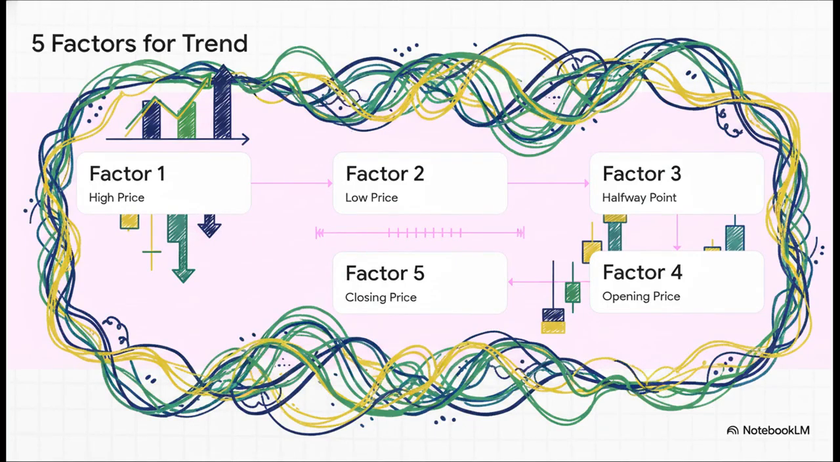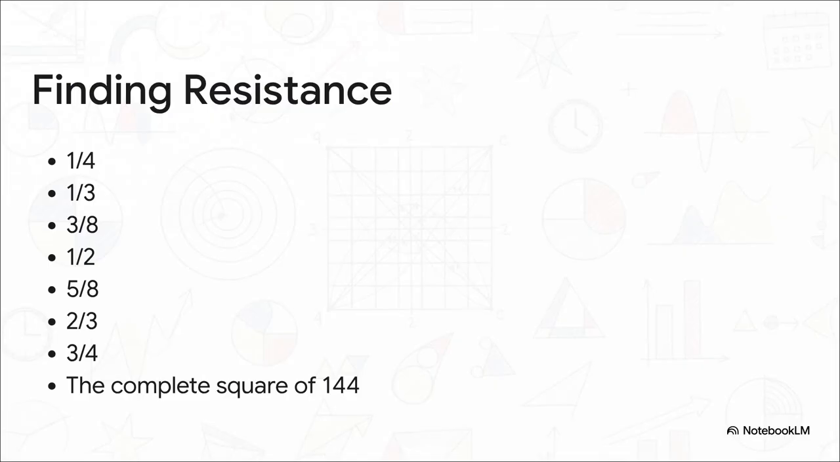Now, to analyze the trend within this wild framework, he focused on 5 key data points you can get from any chart: the high price, the low price, the exact halfway point between them, and of course the opening and closing prices. These 5 factors were the only inputs he needed for his entire system. So what do you do with all that? Well, this is how he would find key turning points, support and resistance.